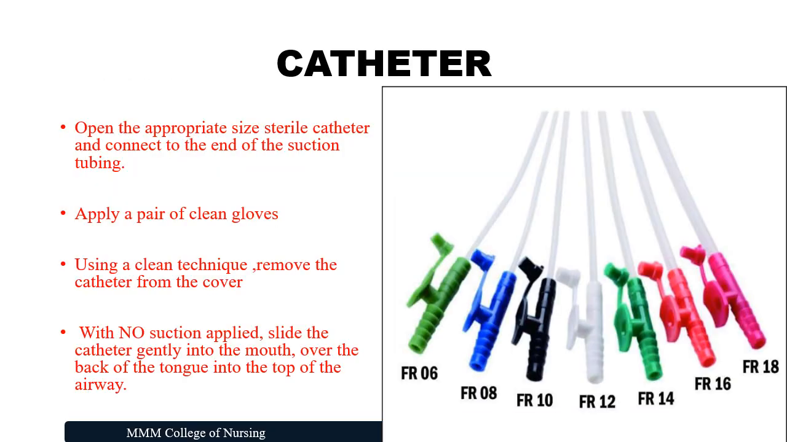So these are the catheters. Different French sizes are used for different sets of patients, both for pediatrics and for adults. Open the appropriate size sterile catheter and connect to the end of the suction tubing. Then apply a pair of clean gloves. Using a clean technique, remove the catheter from the cover. With no suction applied, slide the catheter gently into the mouth over the back of the tongue into the top of the airway.